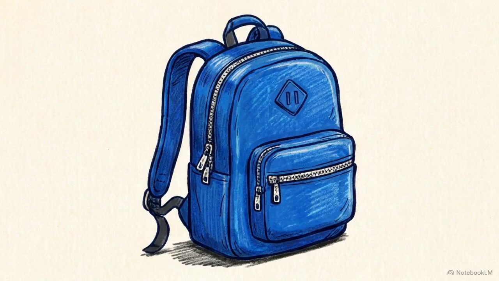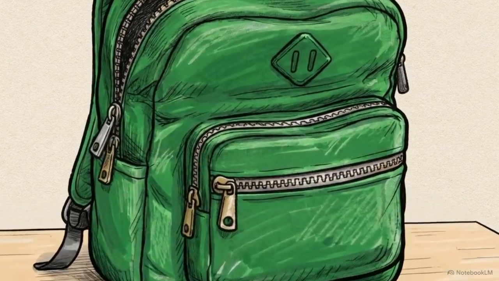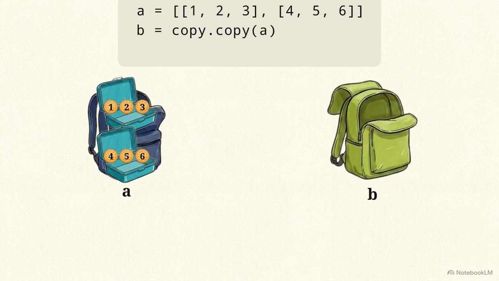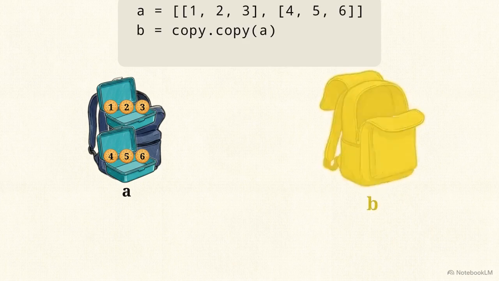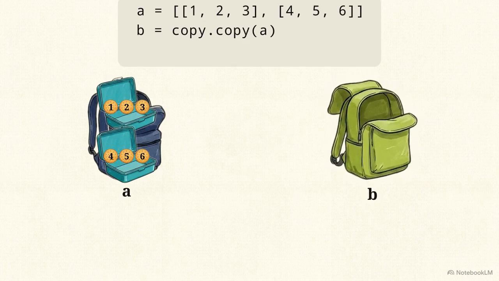Let's look at the first method, known as a shallow copy. It sounds like it should give us a brand new, fully stocked version of our data to play with. When we write b equals copy.copy(a), we do get a new outer container. Here, we have a new green backpack sitting right next to our original blue one. But look inside that new green backpack. There aren't any new lunchboxes in here.